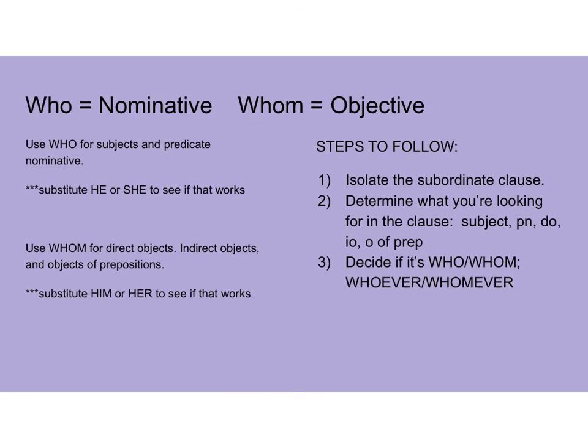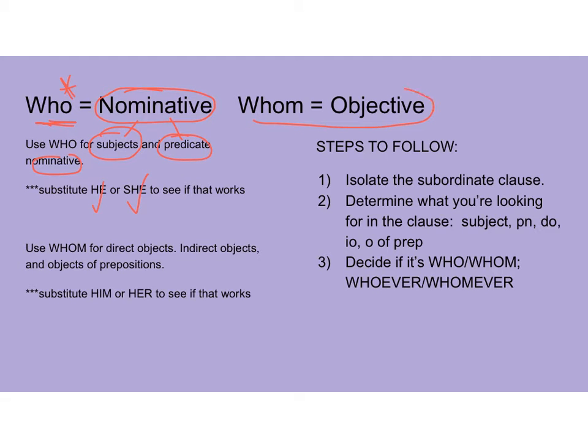Okay? First of all, let's just keep in mind that when it comes to these two words, who is part of what we would call a nominative case pronoun. And whenever you're dealing with nominative case pronouns, you're definitely talking about subjects and predicate nominatives. Okay, so if it fits that function in the sentence, that's what you're going to be using, this form. In other words, if the word he works or the word she works, then you're going to be going with who.